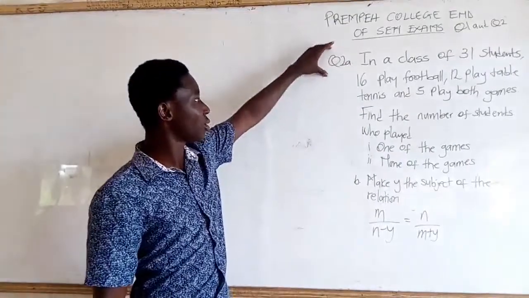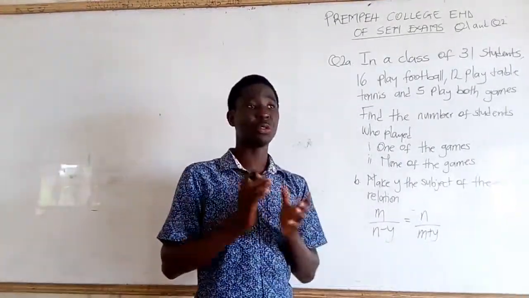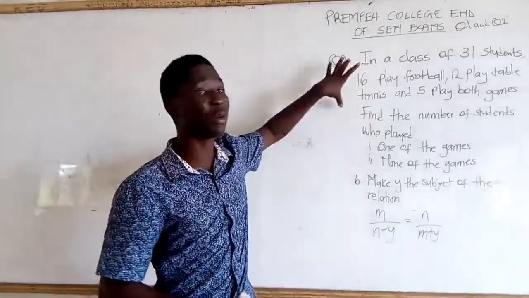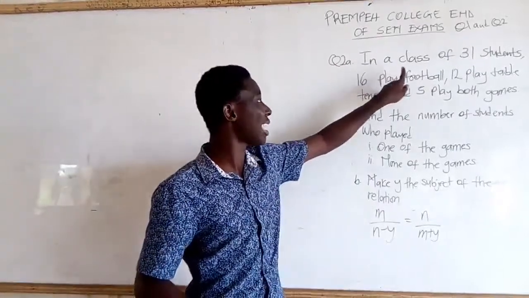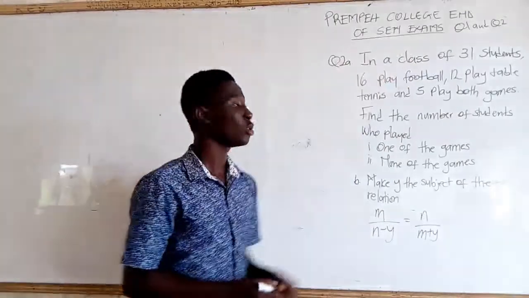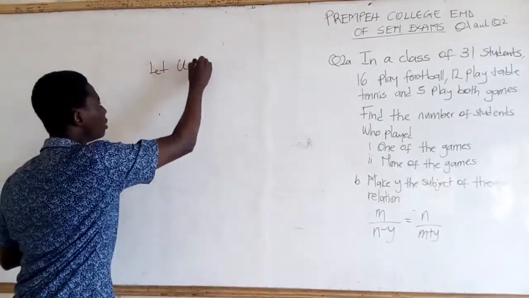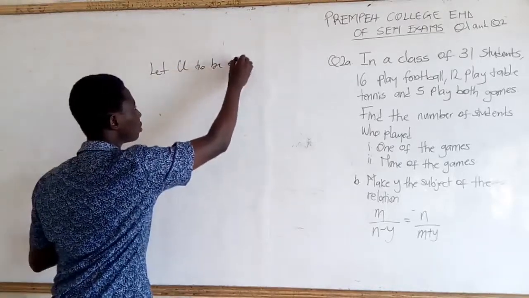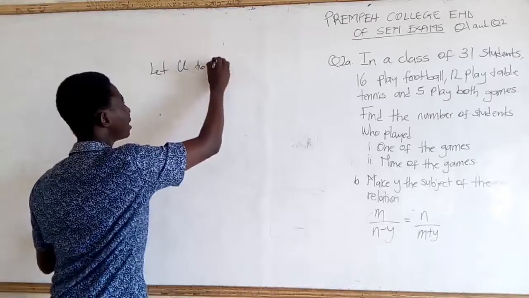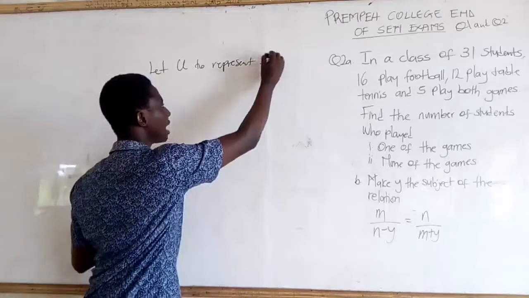So question 2A reads, in a class of 31 students. What we are going to do first is assign variables to the major events in the question. They say in a class of 31 students, meaning the total number of students in the class is 31. So we are going to let U represent the total number of students.